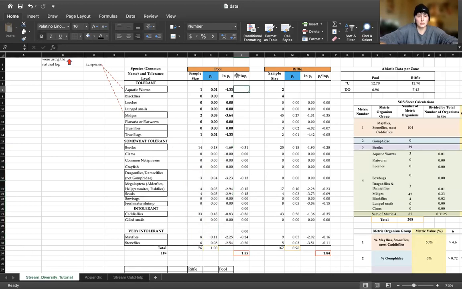So when we get to doing the full Shannon index, all we have to do is take the negative sum of this column to give us the Shannon index. And this column's easy because you just multiply P sub I times the natural log of P sub I.